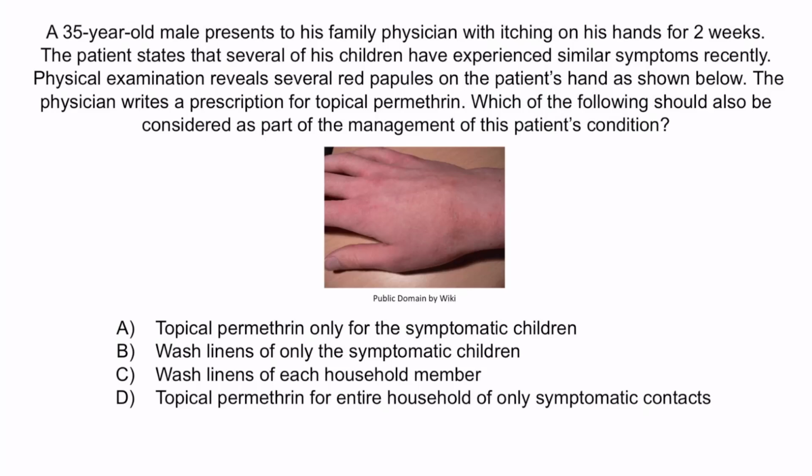Hopefully from the question stem, you notice that this patient has scabies. It's very itchy. It's infectious, as we can see that 2 of his children also have it, and the photo is consistent with scabies. With the scabies outbreak in mind, the correct answer is choice C. All members of the house should have their linens washed.